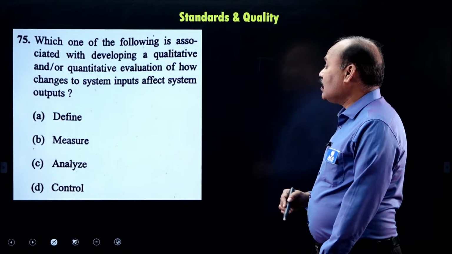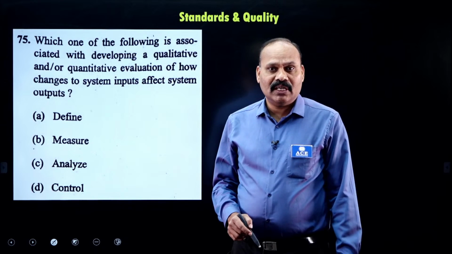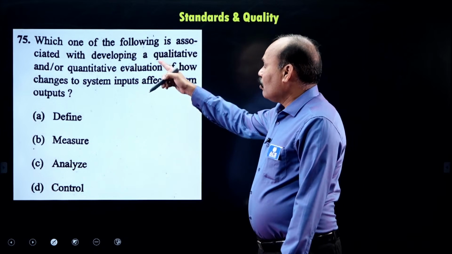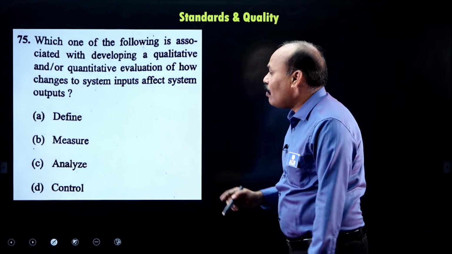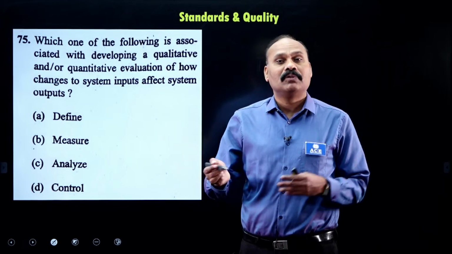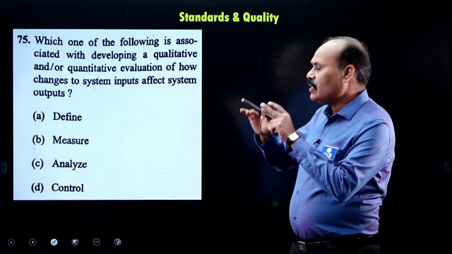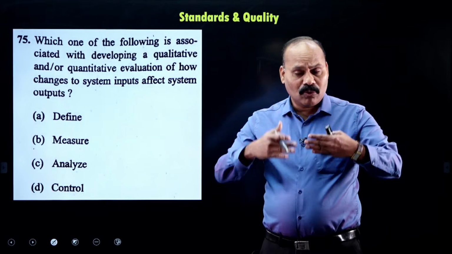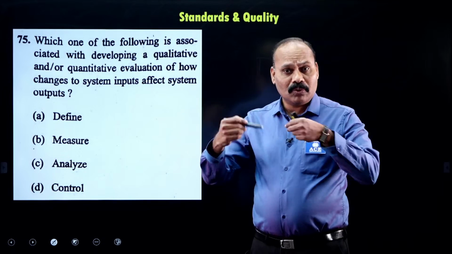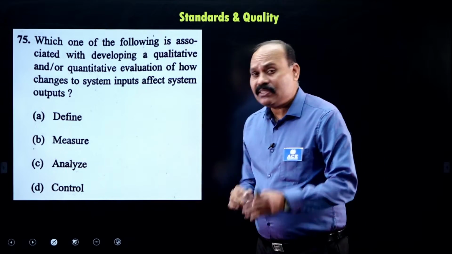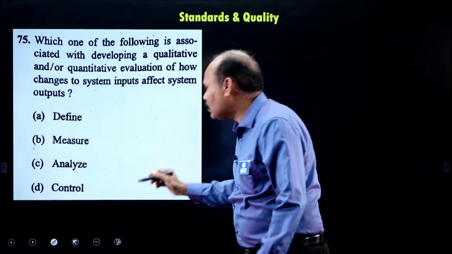And coming to standards and quality. This question is related to the DMAIC principle. Which one of the following is associated with developing qualitative and quantitative evaluation of how changes of input and output? So input and output changes, it is related to define, which means what is generally required. Measure means we are going to measure the performance of any system, or it is only dealing with how to check the things. Analyze means what are the causes, like how it happened. So input and output, how it is changing. So answer is option C.